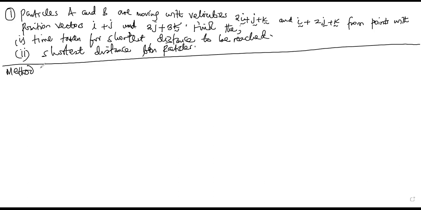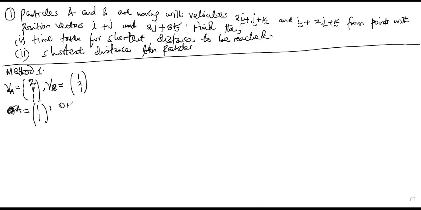I told you that you can use three of them, but you'll choose the easier one. So you're given the velocity of A, which is 2, 1, 1. The velocity of B is given as 1, 2, 1. We are also given OA, from points with position vectors. This is for A, the position vector is the position of a point from the origin, so 1, 1, 0, and OB has been given as 0, 2, 3.